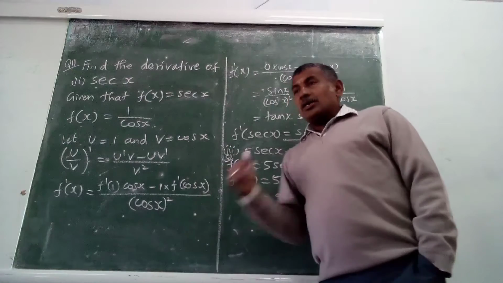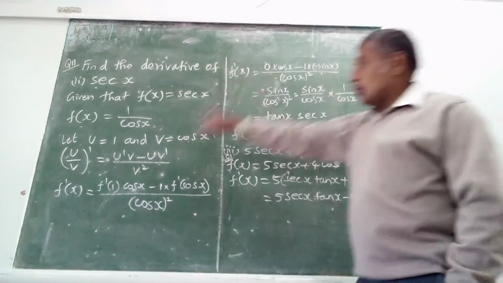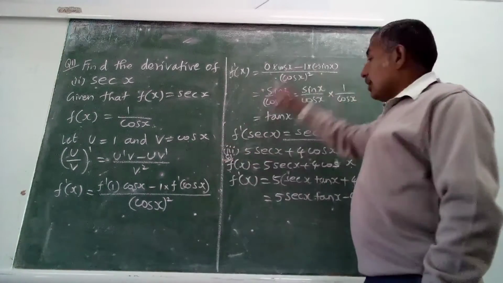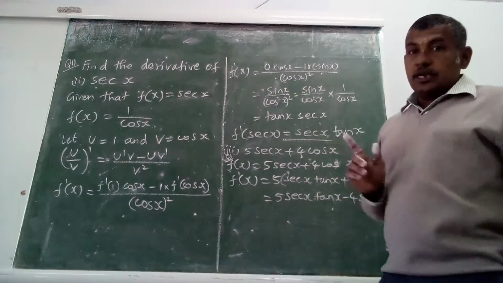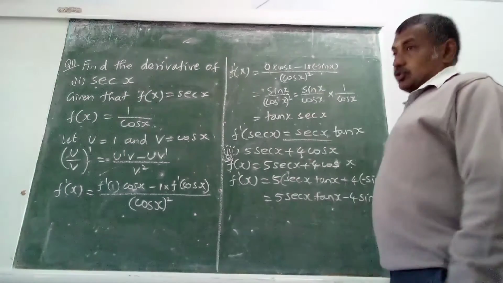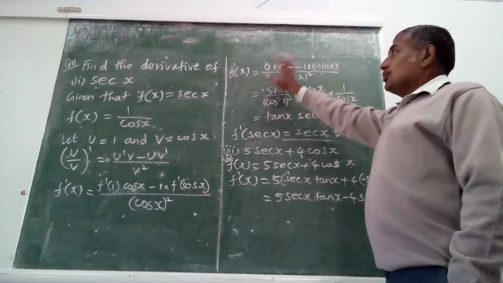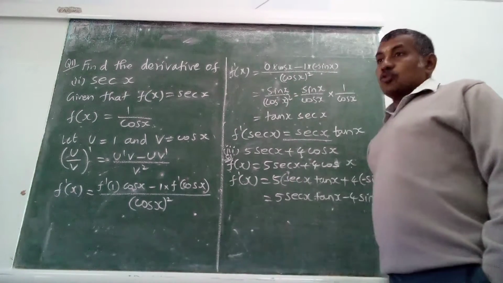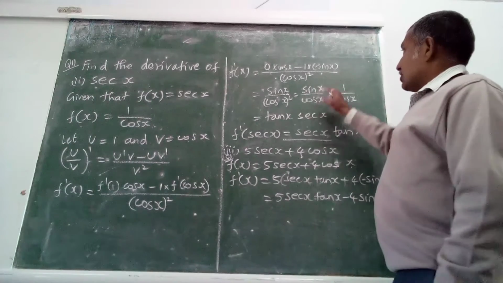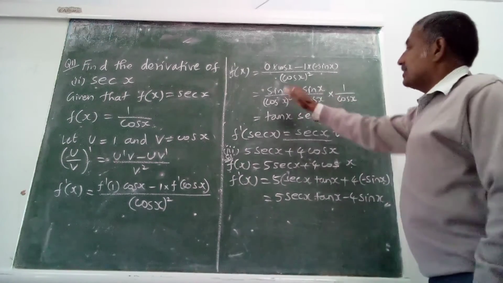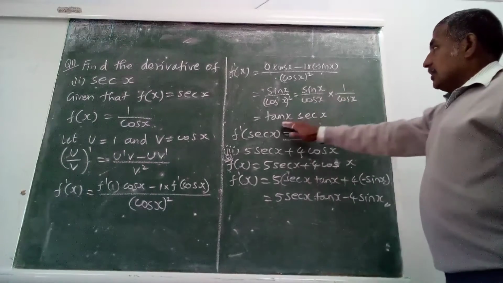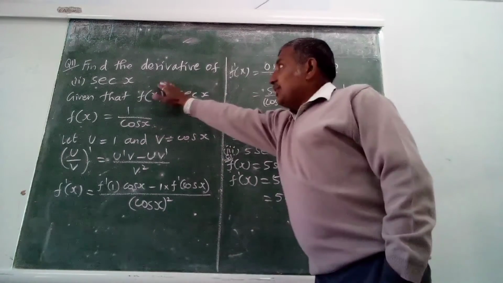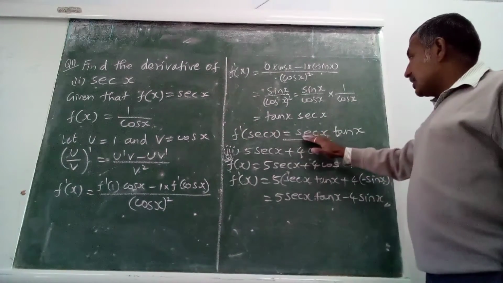Any constant when you differentiate you get the answer 0. So f dash of 1 is 0 into cos x. Then negative sign. Now 1 into the derivative of cos, which is minus sin x. Just now we learned, isn't it? So the first term becomes 0 because 0 into everything is 0. So minus into minus is plus sin x by the denominator cos x square. So cos x square I can split like this: sin x by cos x into 1 by cos x. Then when you multiply you get sin x by cos x square. Sin by cos we know that is tan x. 1 by cos we know that is sec x. So from this we can conclude that when we differentiate secant x, we get the result secant x tan x.